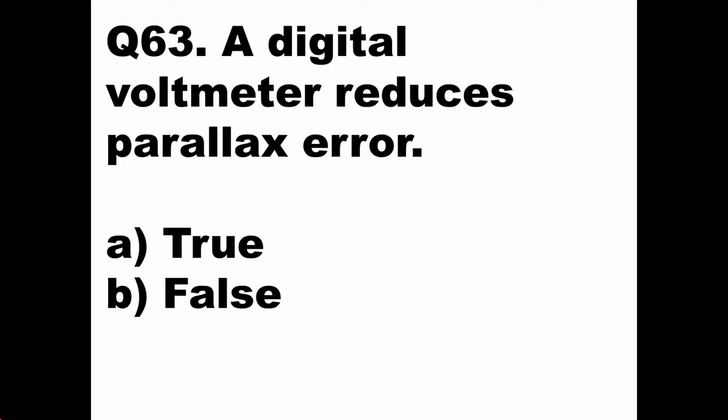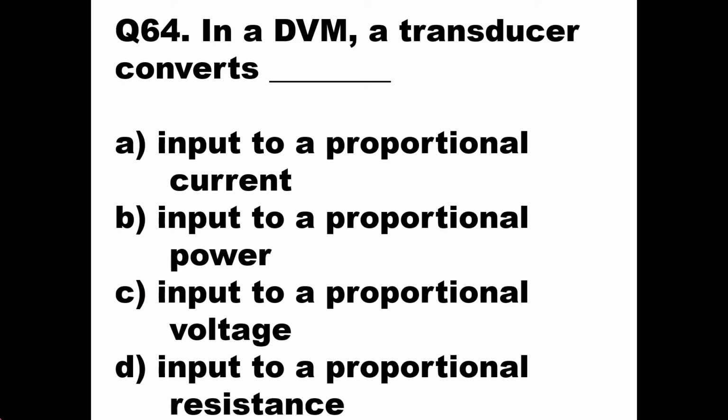Question number 63: a digital voltmeter reduces parallax error. Obviously, because we are not using any needle or pointer over here, the reading is in digital format, and in that case you will get an accurate reading. You don't get any parallax error, you don't get any observational error, so this statement is true. So digital voltmeter reduces parallax error, true statement. Then we'll go to the next question.